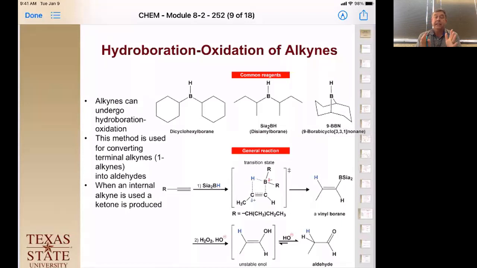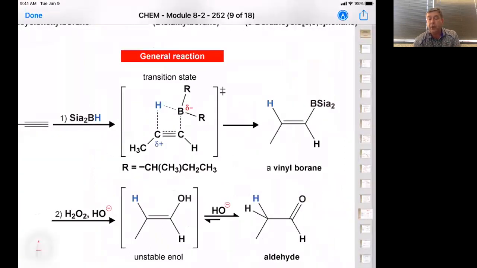Now, it's going to react exactly the same way it did in borane. It's going to react anti-Markovnikov, giving us our boron on our least substituted carbon, partially due to sterics, partially due to electronics. And so when we get that, we're going to end up with this stable compound, this vinyl borane, where the boron's on the least substituted side, okay? Now, when we do the oxidation step, we're going to end up with an enol again. When we end up with an enol, it's going to rearrange to its more stable form. And in this case, we're always going to get an aldehyde, okay?